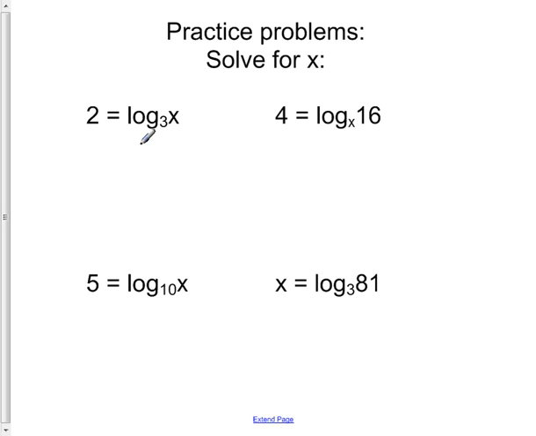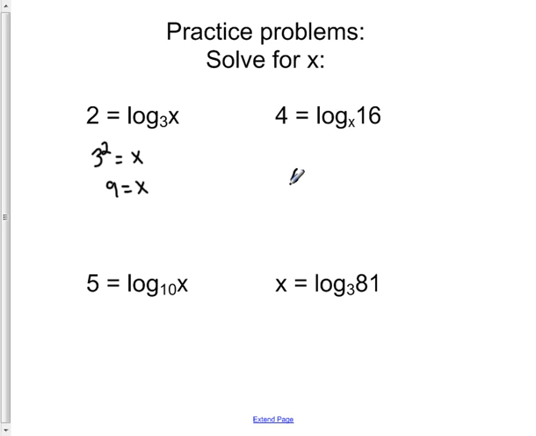Okay, so let's look at this one. This is 2 equals log base 3 of x. And this one, remember, you're thinking as an exponential equation. So this is the same as 3 to the second power equals x. Well, 3 squared, we know, is 9. So x is 9.